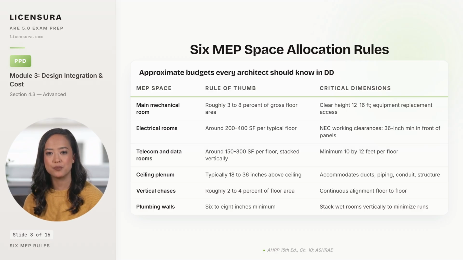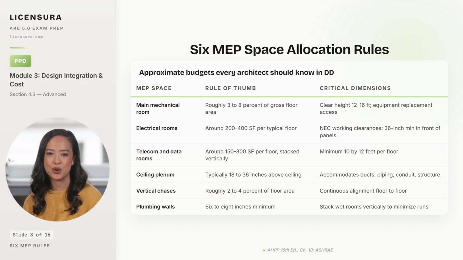Vertical chases consume roughly 2 to 4% of floor area and must align continuously floor to floor for the risers to work. And plumbing walls need 6 to 8 inches minimum thickness, with wet rooms stacked vertically to minimize horizontal runs that complicate every floor below.